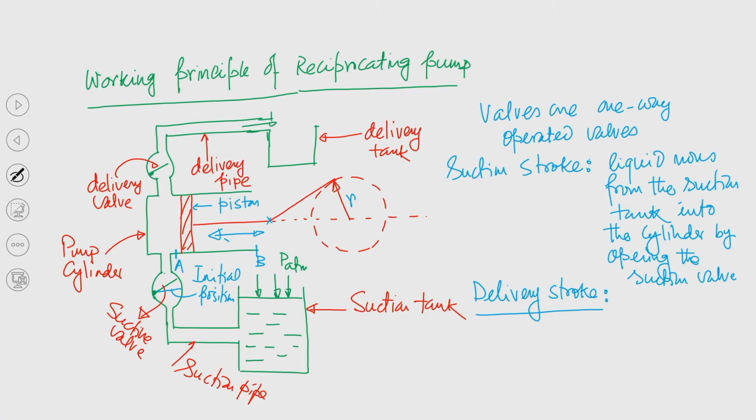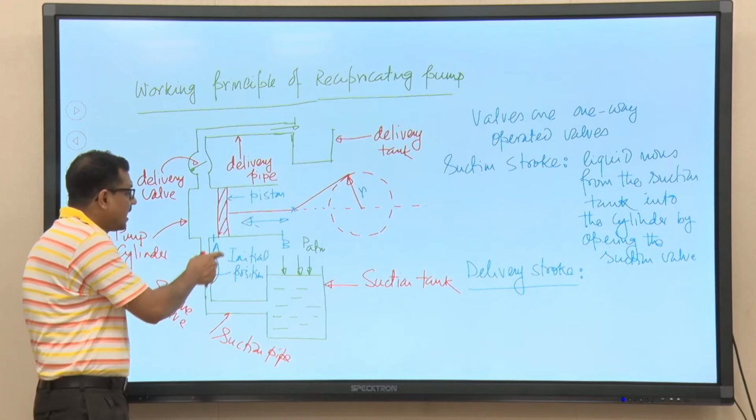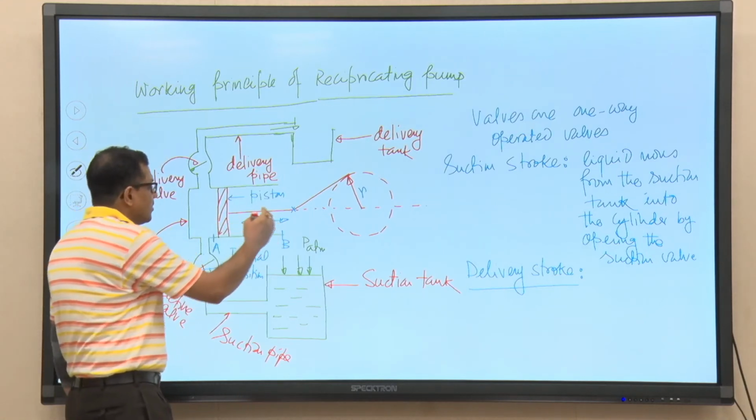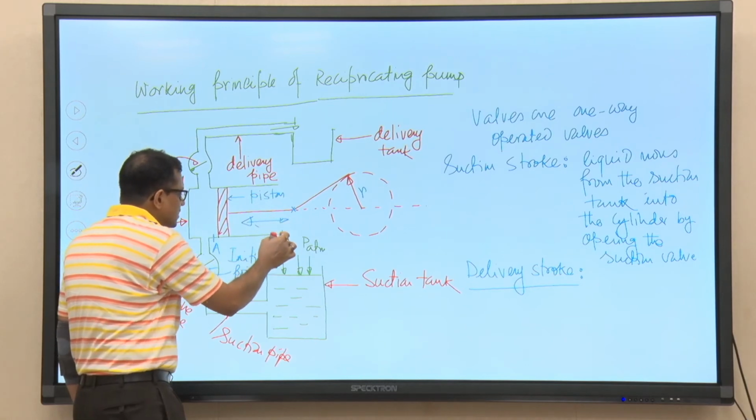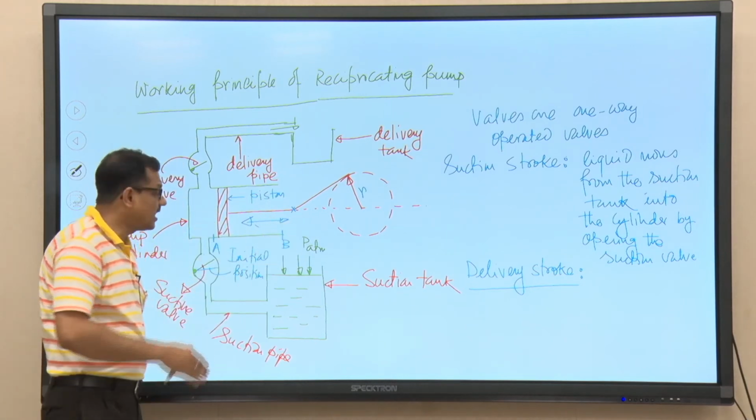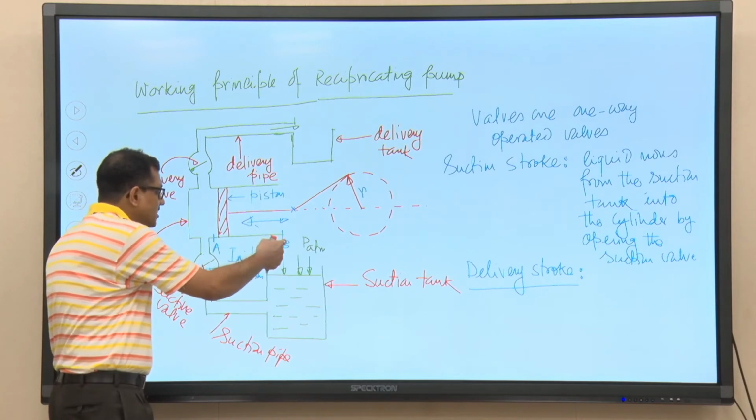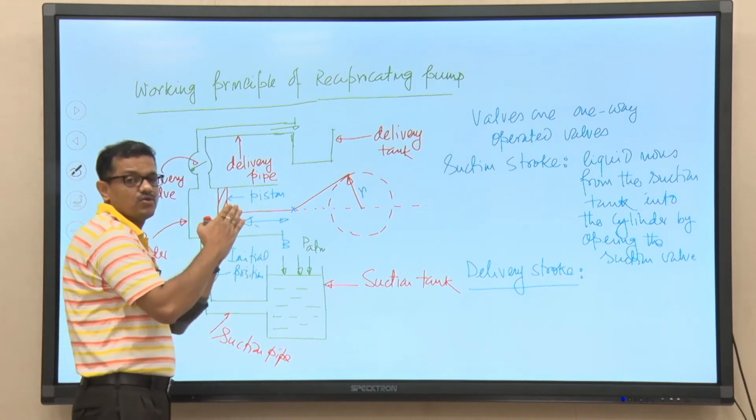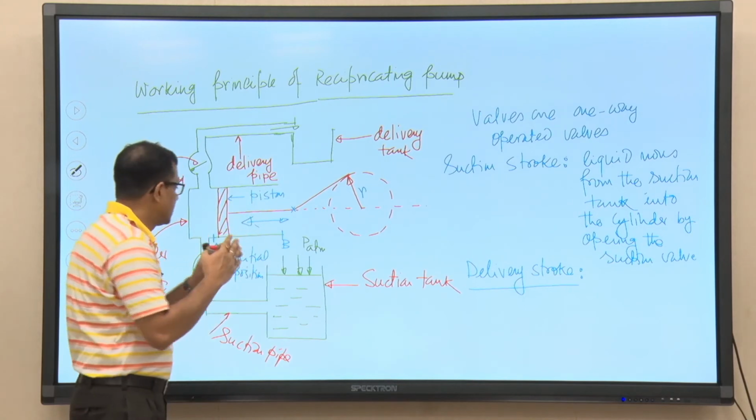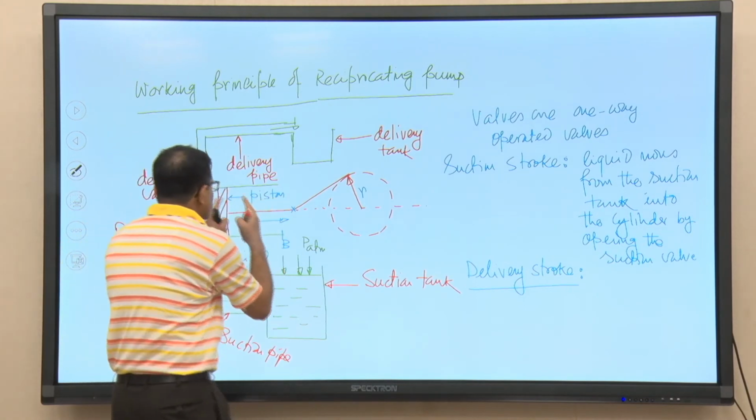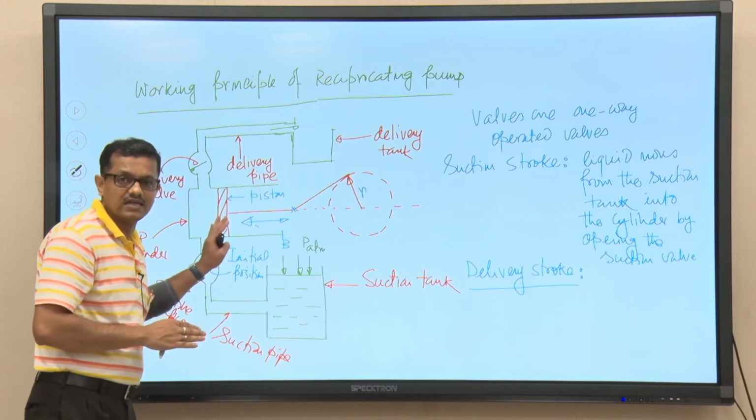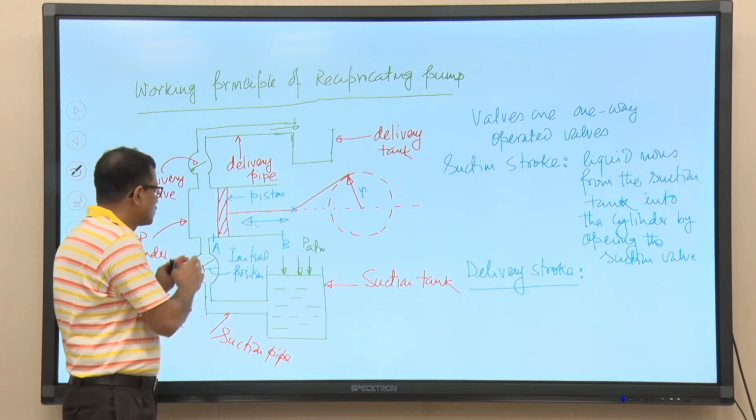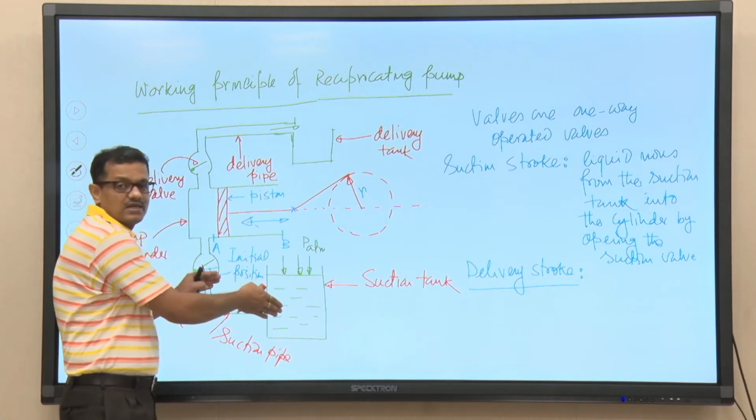So, the suction valve will not allow that, and at the beginning of the delivery stroke the piston will proceed from location B to location A. The cylinder is occupied with a certain fluid mass, and the piston is now creating thrust on that fluid mass inside the cylinder. The suction valve remains closed, so the liquid cannot go back to the suction tank anymore.